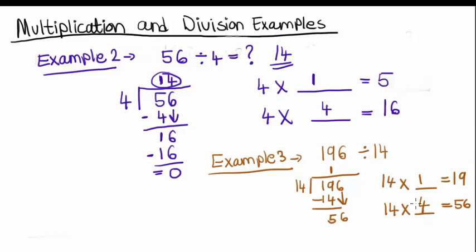So the 4 is the number that I'm looking for, and therefore I put a 4 over here, and then I multiply it by the 14 on the outside. So 4 times 14 is 56. I write the 56 down over here, and subtract it from the number on the top. The number on the top happens to be 56. Therefore, I'll get a 0 on the bottom. Once I get the 0 on the bottom, that tells me that I'm done with my problem. So 196 divided by 14 is equal to 14.